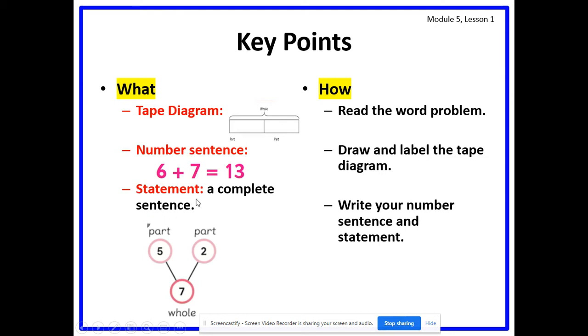And we also need to know what a statement is, because when we write a statement in our word problem, we just need to write a complete sentence using words, right? Answering the question that the problem is asking. And we also need to make sure that we keep in mind our number bond, because this helps us know if we're missing a part, if we're missing a whole, and it also helps us know what numbers to put in our tape diagram. How are we going to be successful? 3 easy steps. First, we're going to read the word problem. Then we're going to draw and label the tape diagram. And finally, we're just going to write our number sentence and statement to complete it.